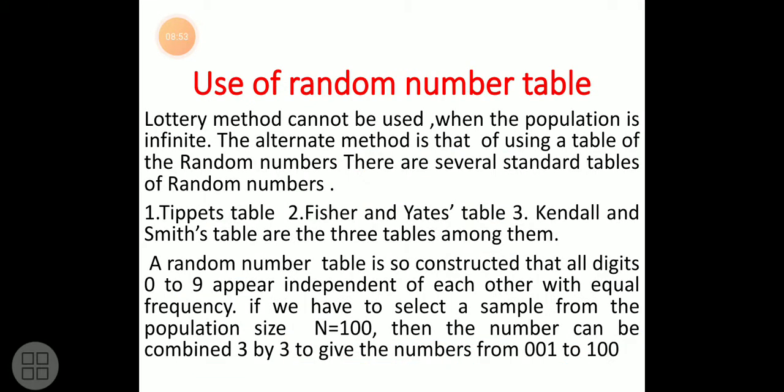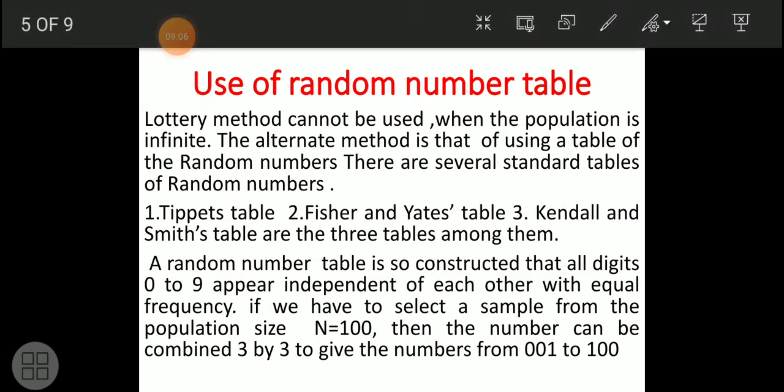Now, use of a random number table. We have seen the lottery method. Now we can use the random number table. As we have seen, the lottery method cannot be used when the population is infinite. Already we have seen the lottery method is not applicable whenever the population is infinite. So as to overcome that difficulty of the lottery method, we have to use a random number table.